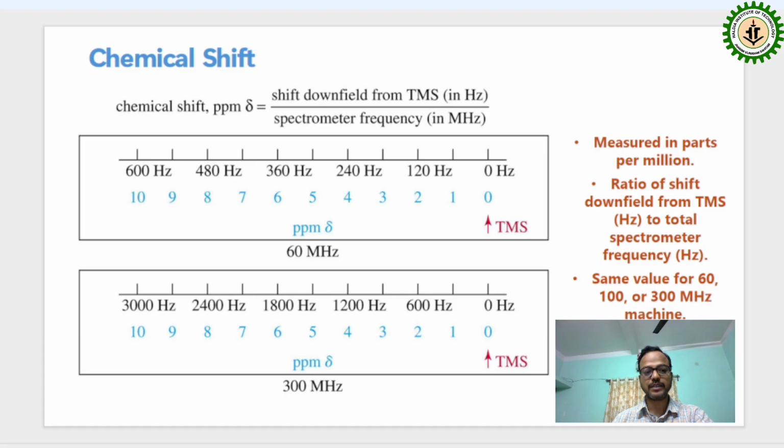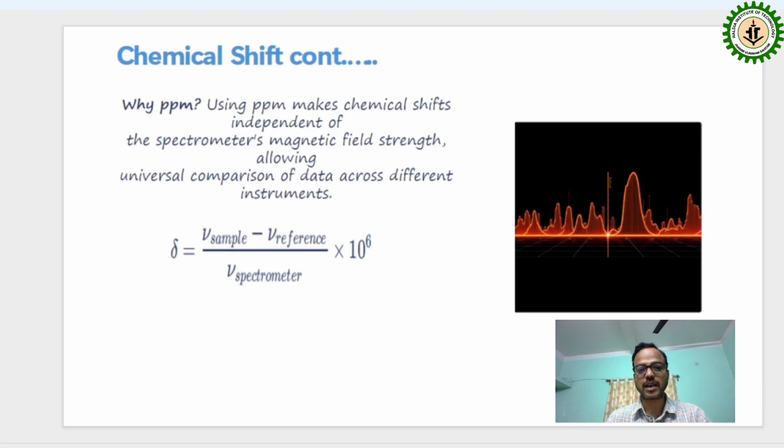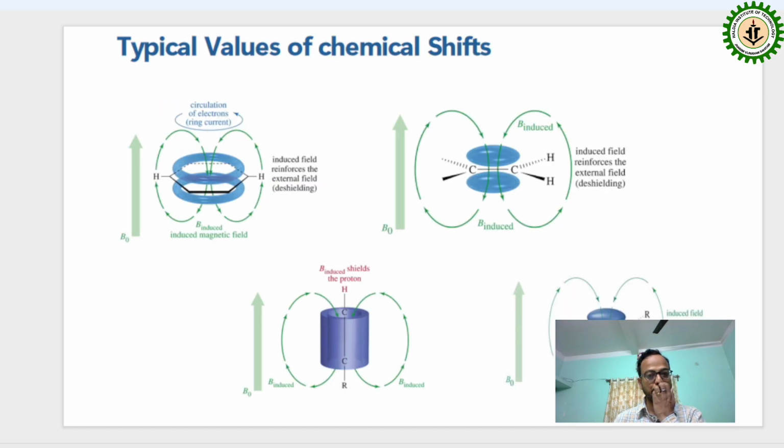It is measured in parts per million. So why ppm? Now let's understand why we are using ppm. Using ppm makes chemical shift independent of the spectrometer magnetic field strength, allowing universal comparison of data across different instruments. It is sample minus reference divided by spectrometer frequency, into 10 to the power 6, and then we can get the normalized delta, which is internationally accepted.